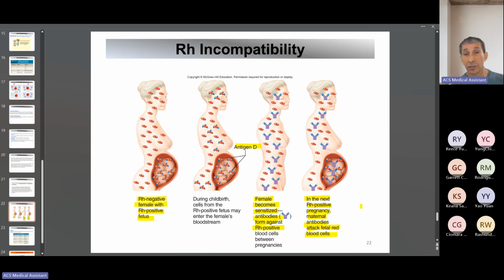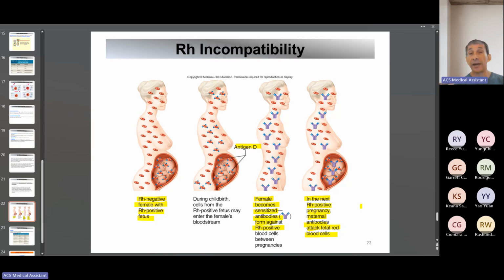The first pregnancy is going to be fine. But if you're not treated with Rogan during the first pregnancy, during the pregnancy and after the pregnancy, you won't be able to have babies anymore. Not from the negative, from a positive person. So that was something that I was leaving off right here.